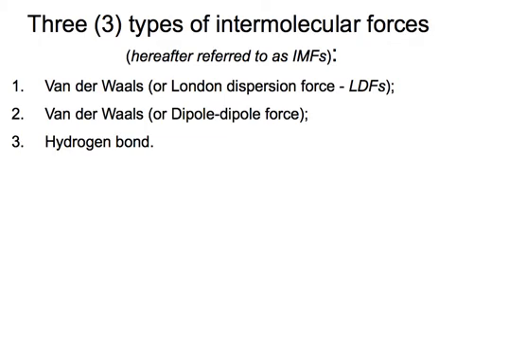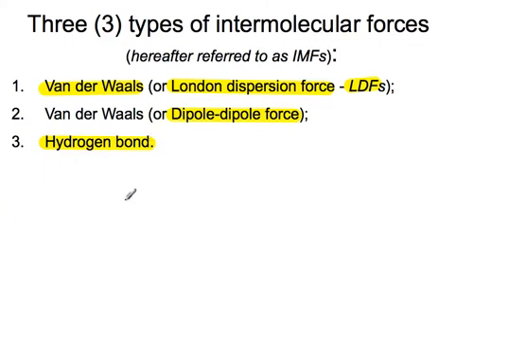So there are 3 different types of intermolecular forces you should be familiar with. Unfortunately, 2 of them are known correctly as van der Waals. Luckily, we have a common name for these. So van der Waals is one type, and one of the types of van der Waals is the London dispersion force, shortened to LDFs, thankfully. The second type of van der Waals is the dipole-dipole force. And finally, the last type of intermolecular force is the hydrogen bond.